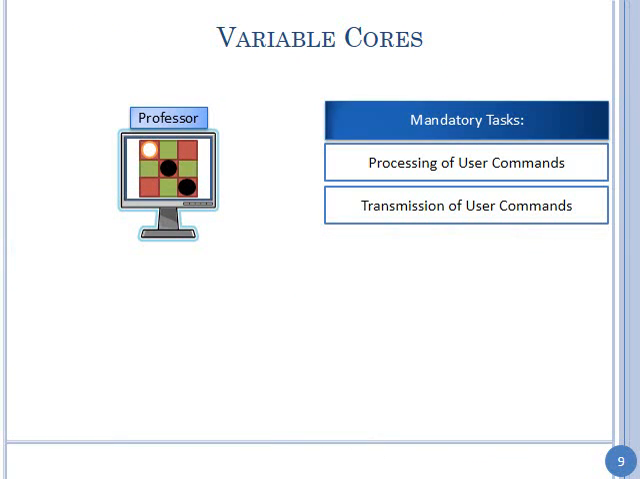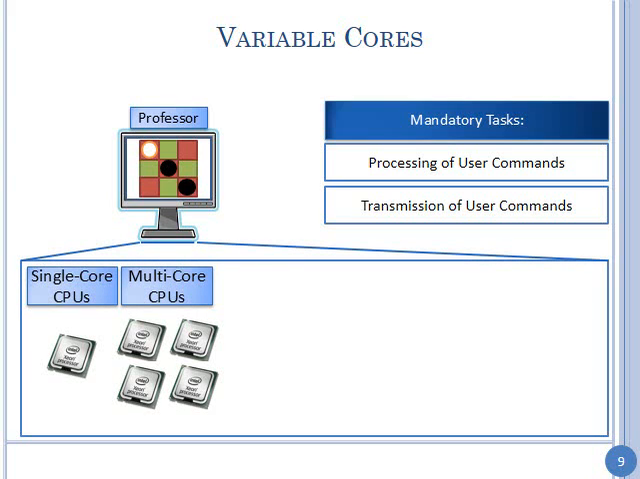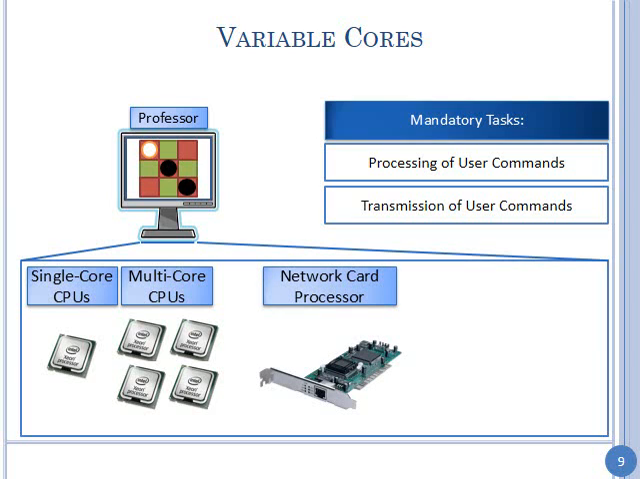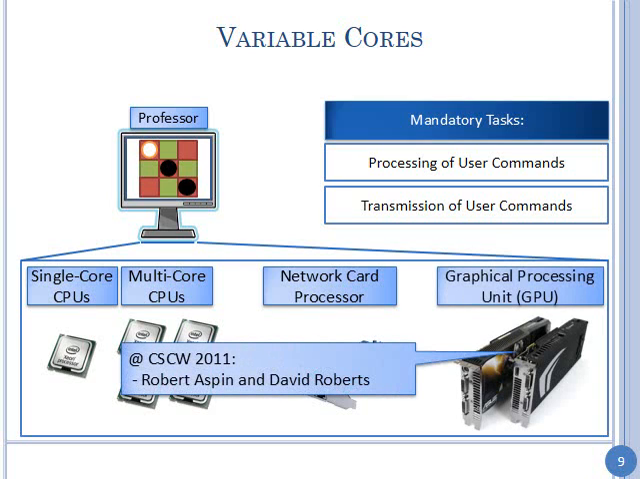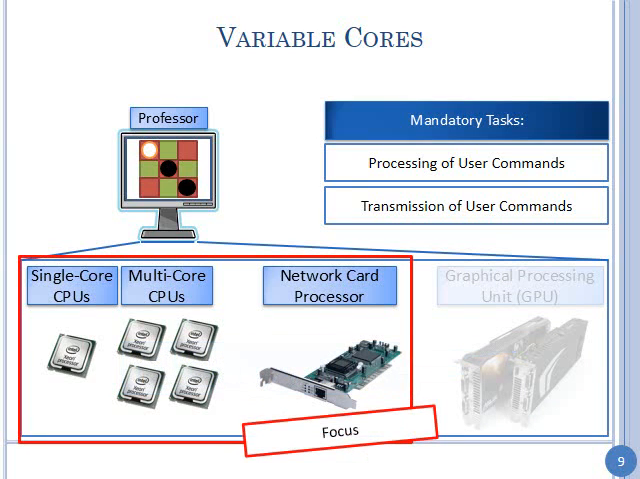So we know the tasks we want to schedule. Let's see what units we have to schedule them on. Obviously, we have the CPU, which can be single core or multi-core. But these are not the only processing units in a computer. There's a processor on the network card, which can perform some of the transmission tasks. There's also a processor on the graphics card, which can perform some of the processing tasks. In this talk, we're going to focus on scheduling the mandatory tasks on the CPU and the network card processor.